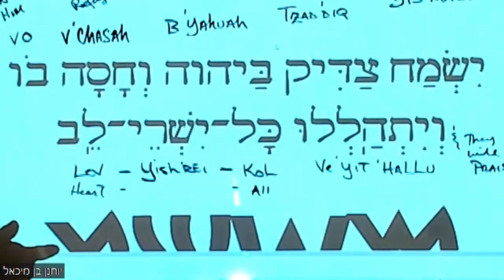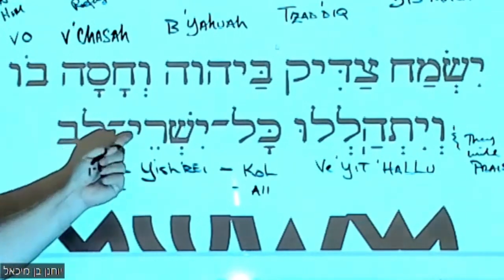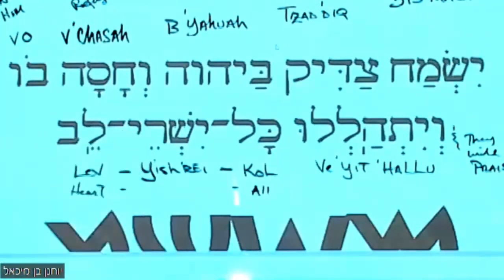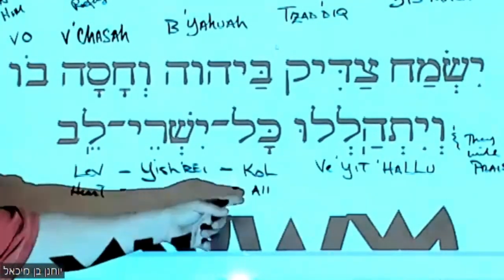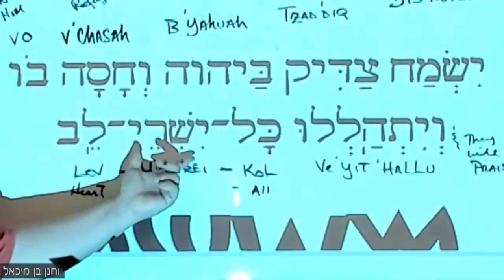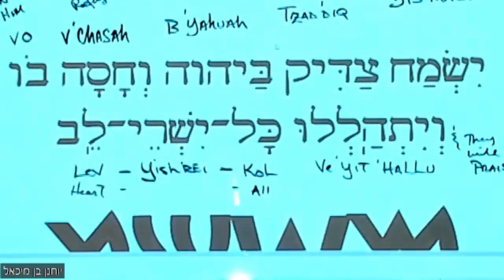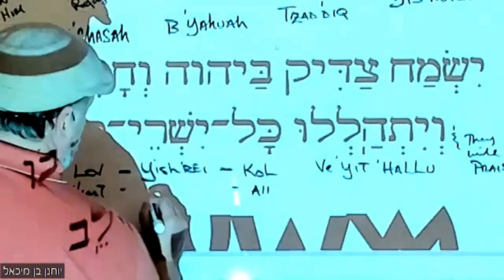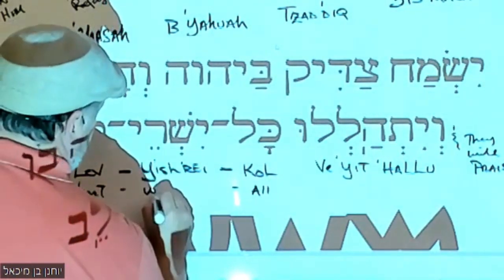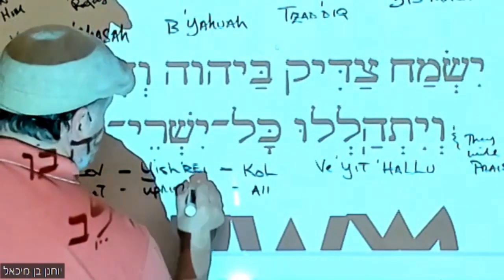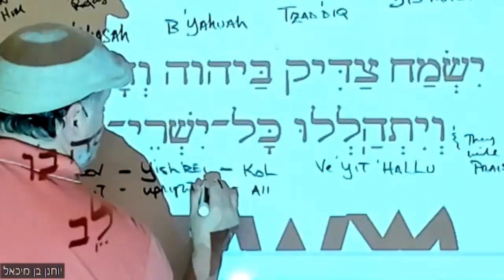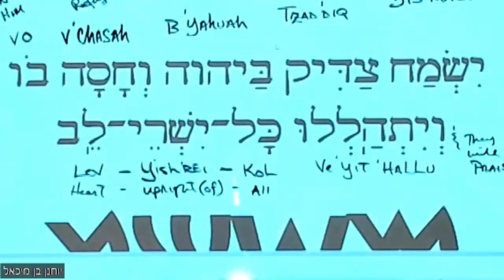So you've got an infix here. This yud at the end of Yishrei is an infix, meaning of, masculine infix. So what's that leave us with as a root word? Which means what? So all those who are upright of heart. So that's who's going to be doing the rejoicing, right? Those are who are going to be doing the praising.